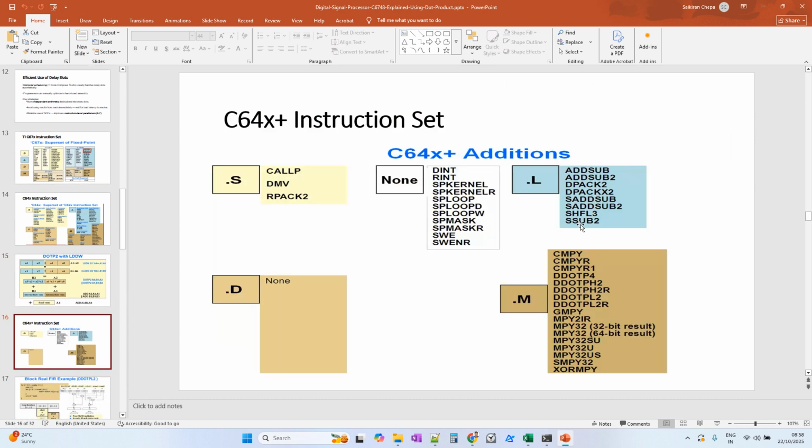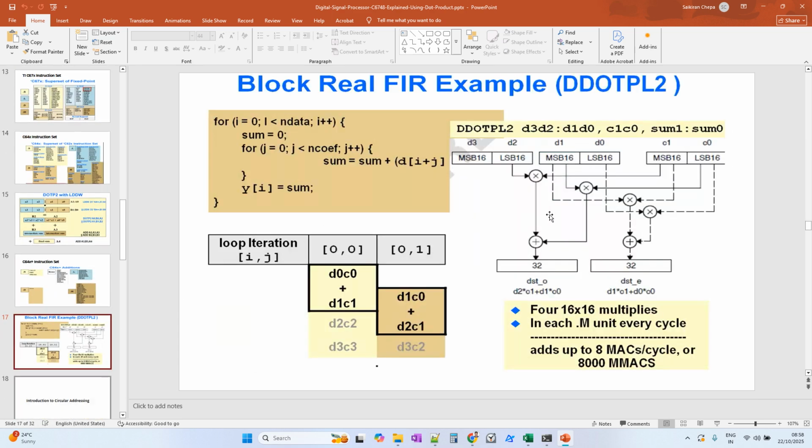If you go for C6x plus, there is a double dot product. What it does, if you see here, is this is D0, D1. This is one 32-bit register, this is one 32-bit register. So 4 16-bit values are there, here 2 16-bit values are there. So one instruction, one dot product, how many multiplications is it doing? Destination is one 32-bit register for sum 0, one 32-bit register for sum 1. This is the odd destination.